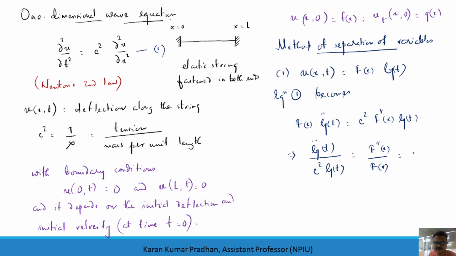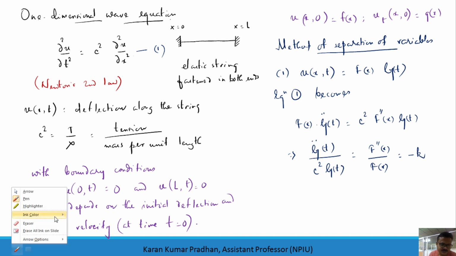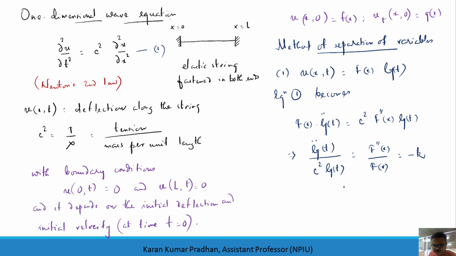Generally we consider this constant as negative k. What is the justification for this, why we always take it negative? Because if k is greater than or equal to 0, the solution is not possible, the solution is not feasible. So now I'll go for the two different equations, one related to g, which is related to t, and the other related to f. Then we are going to use the boundary conditions.